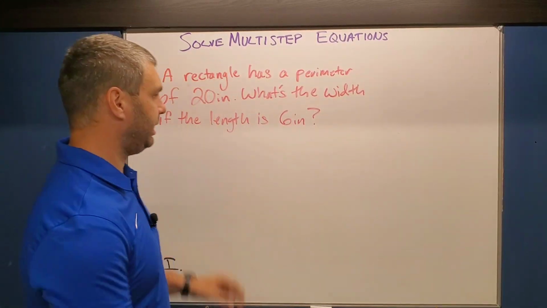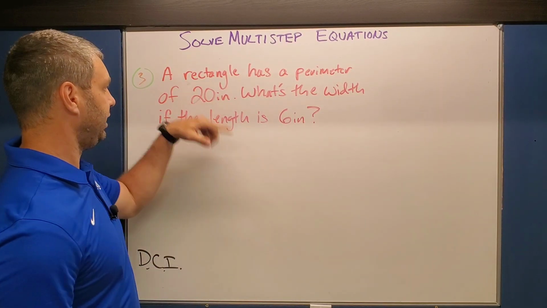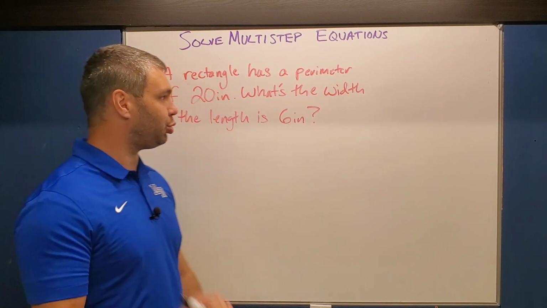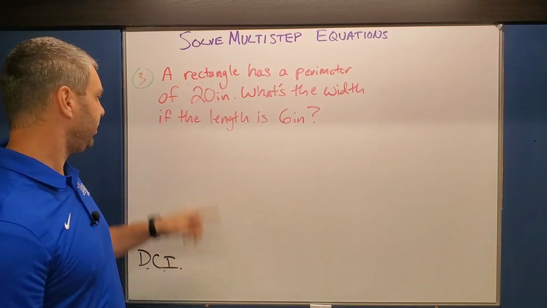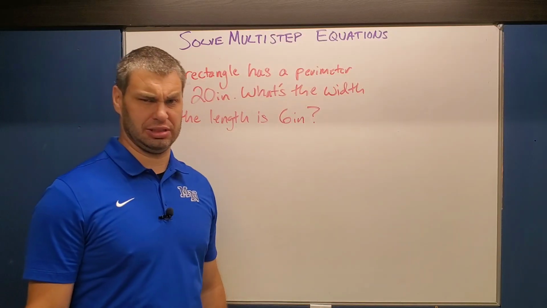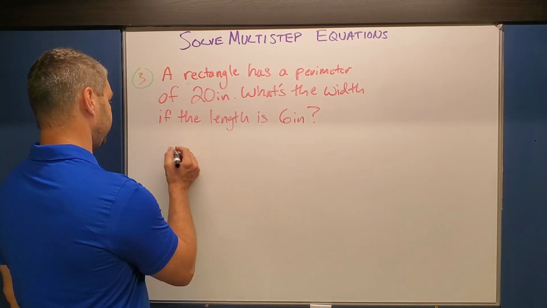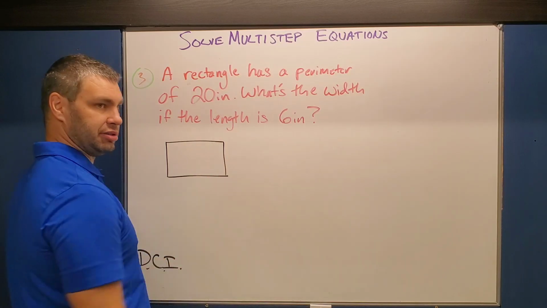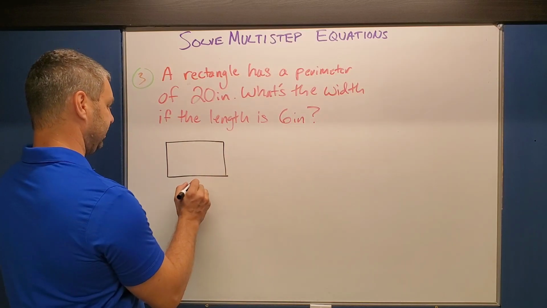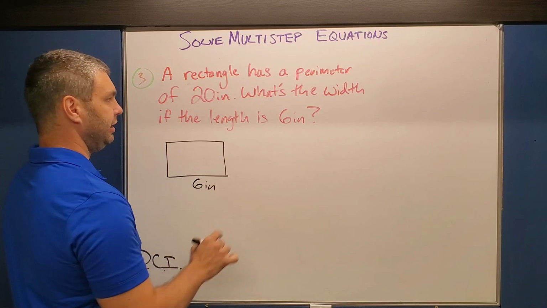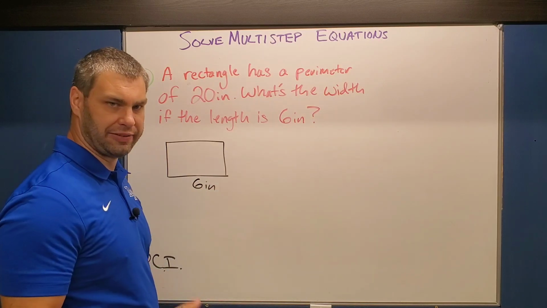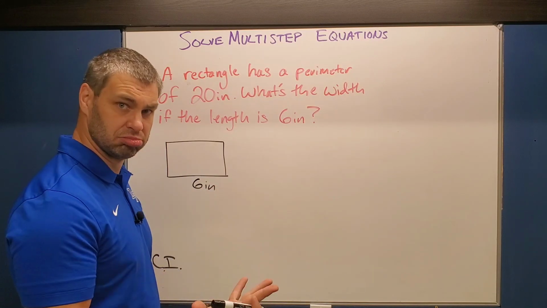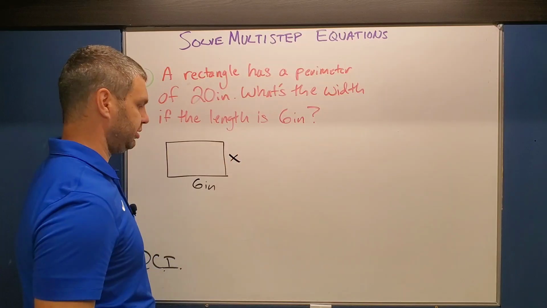All right, so like I said, we're going to have a challenge problem here, a little word problem. It says a rectangle has a perimeter of 20 inches. What is the width if the length is 6 inches? I would suggest drawing a picture. All right, let's draw a picture of this rectangle. The length is usually the long part, so I'm going to say that is 6. All right, 6 inches. And it says, what's the width? Well, when we have a what in math, we use a variable, right? Let's just call it x.